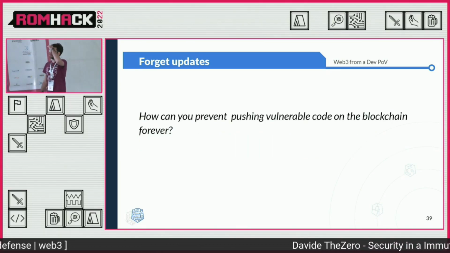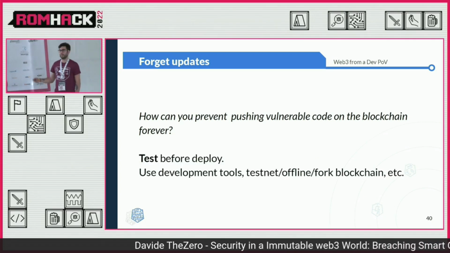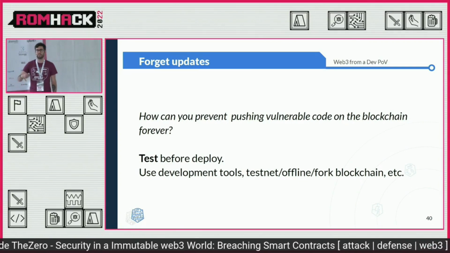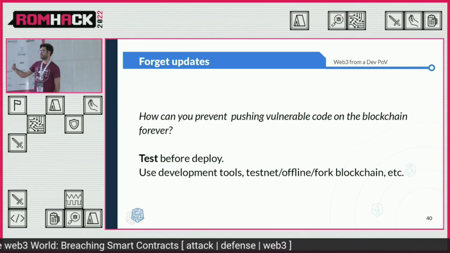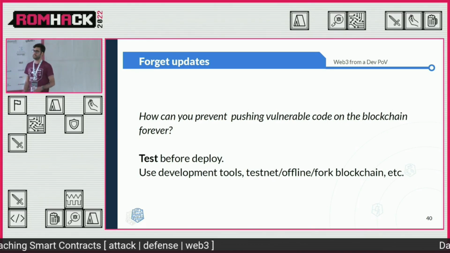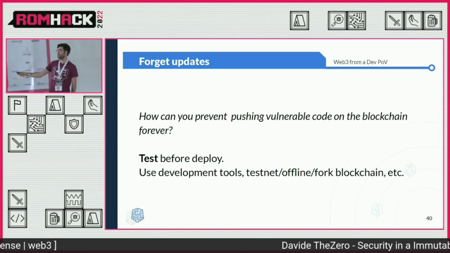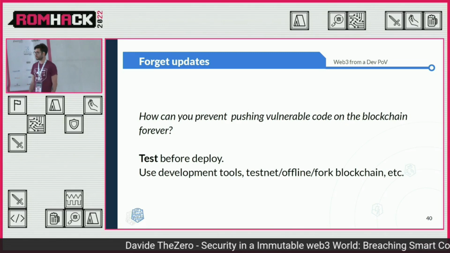So how can you prevent pushing vulnerable code on the blockchain forever? By testing before deploy. Here it is really important, and you should avoid fast prototyping, so going live as soon as possible. And there are a lot of development tools that can help developers with this, and you can also use a testnet blockchain or an offline blockchain for it.